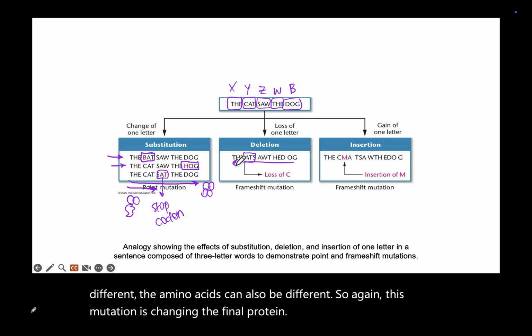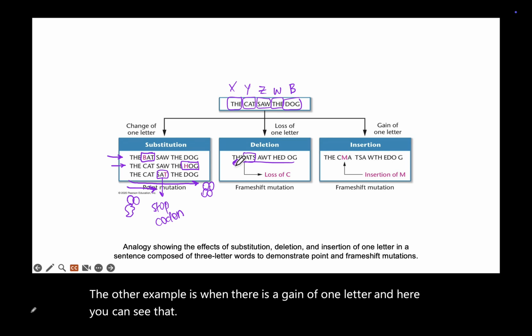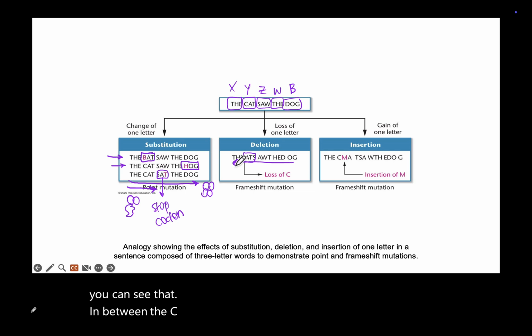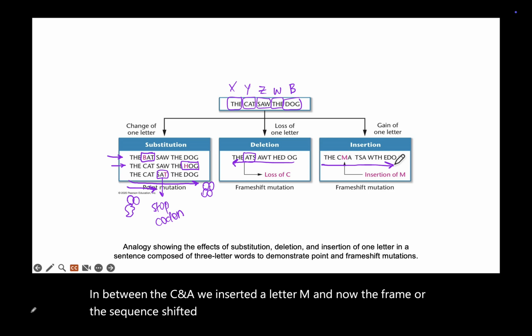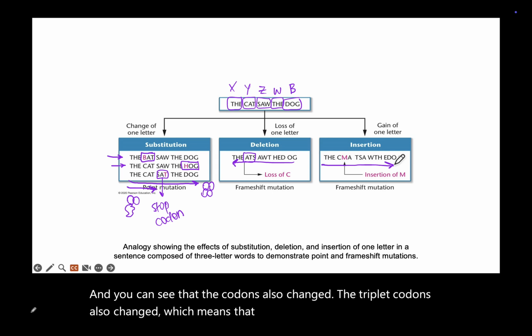The other example is when there is a gain of one letter. And here you can see that in between the C and A, we inserted a letter M. And now the frame, or the sequence, shifted forwardly. And you can see that the codons also changed. The triplet codons also changed, which means that the amino acids that they code will also change, resulting in a different protein coded.